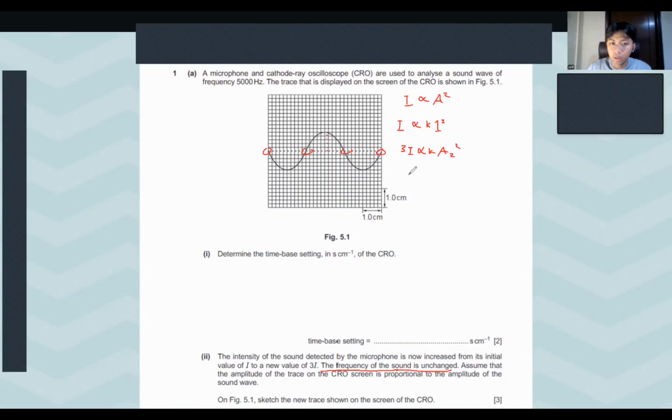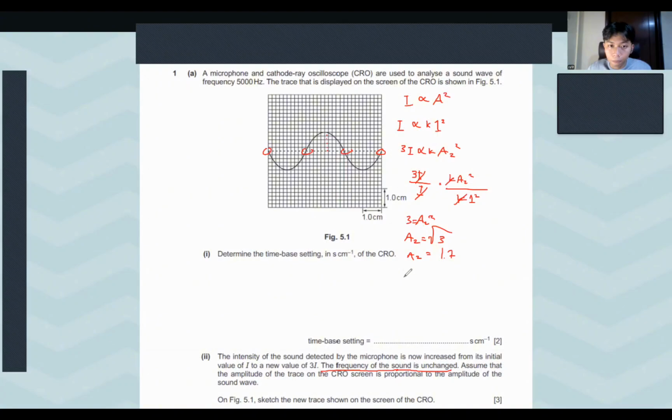So let's determine the new amplitude of the 3I wave. 3I per I is equal to K A2 squared per K 1 squared. Just cancel all of the variables I and K. You get the result of 3 is equal to A2 squared, which means that A2 is equal to square root of 3. A2 is equal to 1.7. And we just seek the new amplitude, right?